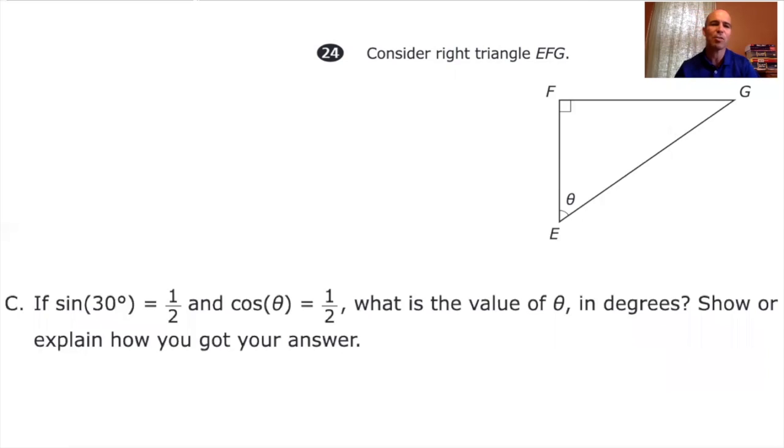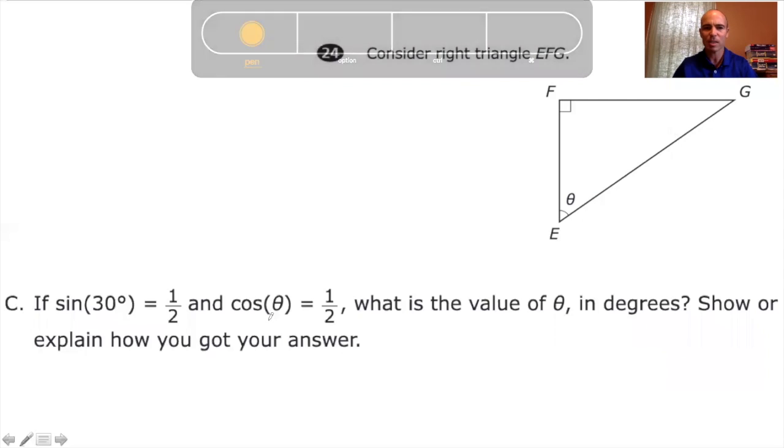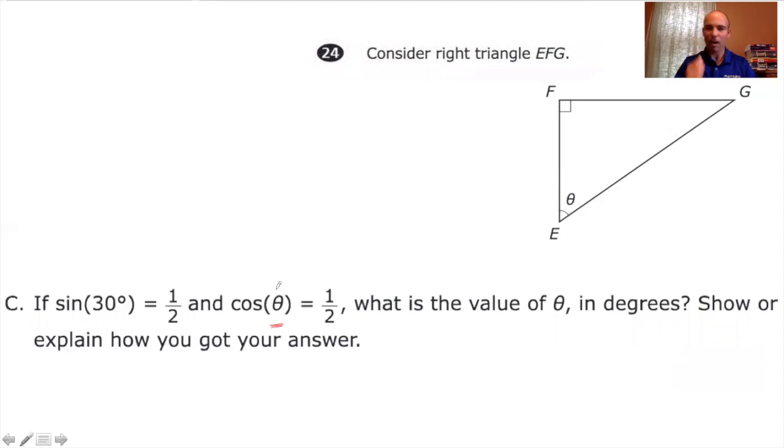Okay, so now, this is looking pretty wild. If the sine of 30 degrees is 1/2 and the cosine of a mystery angle is 1/2, what is the value of this in degrees? If the sine of one angle and the cosine of another angle equal each other, it means that these two angles have to add up to 90 degrees. They have to be complementary. So if this is 30, our mystery angle has to be 60.